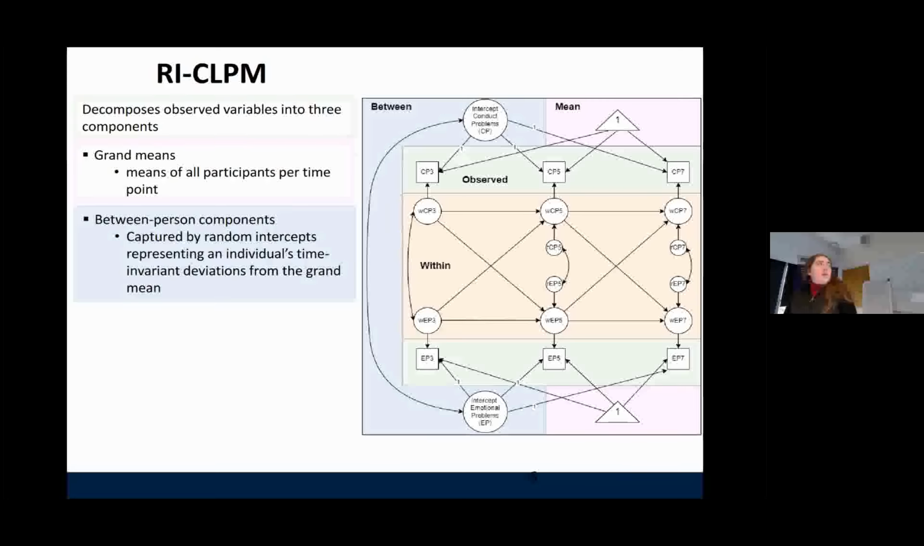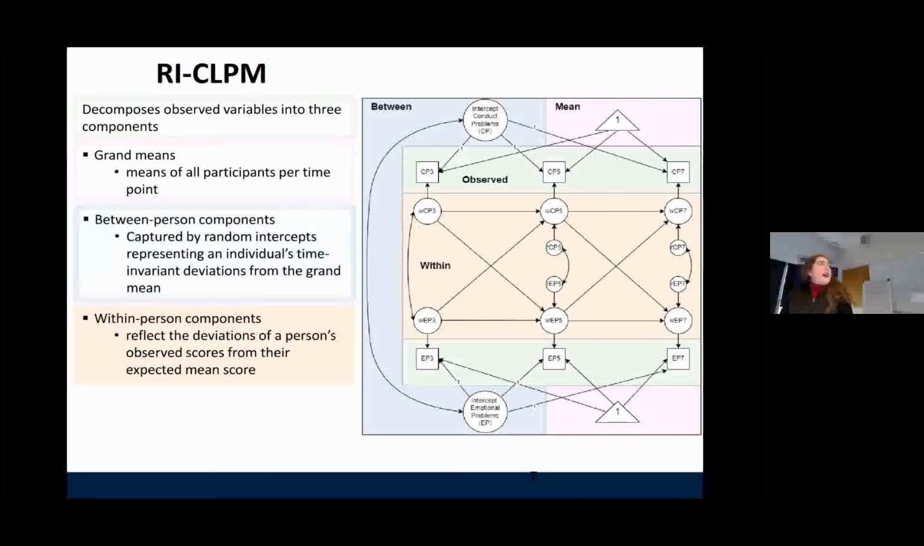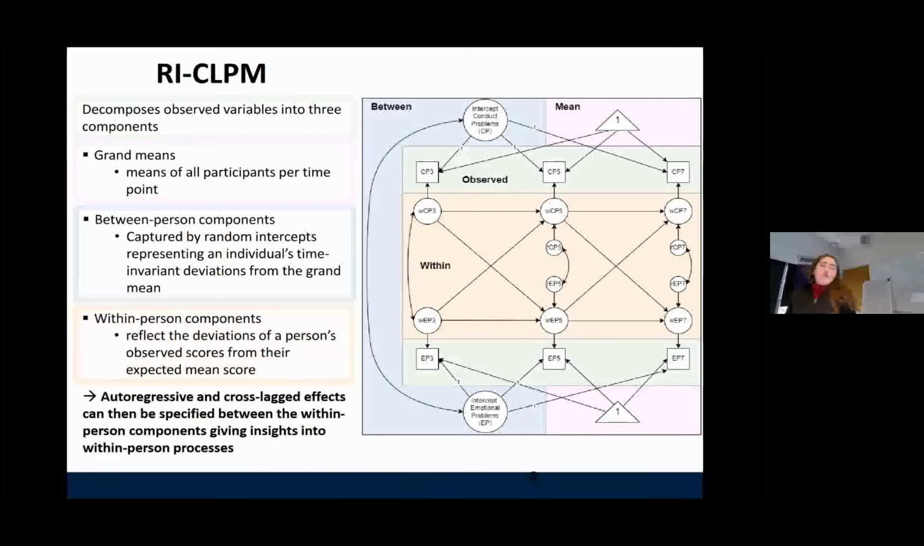And once we've accounted for those between person components, we're basically left with the residuals after accounting for the random intercepts. And those residuals, so those within person components, they reflect the deviation of a person's scores from the expected mean score. So basically, if you've got a baseline level of some kind of issue, but that baseline level isn't stable across the whole time, like at some point you might increase in your behavioral problems, or decrease in your emotional problems, for example, which would be captured with those within person components. And then we can fit an autoregressive and cross-lag structure on that part to investigate all kinds of research questions where we are interested in within person effects.